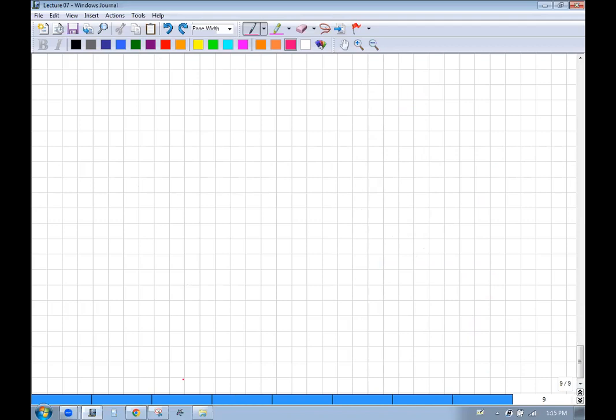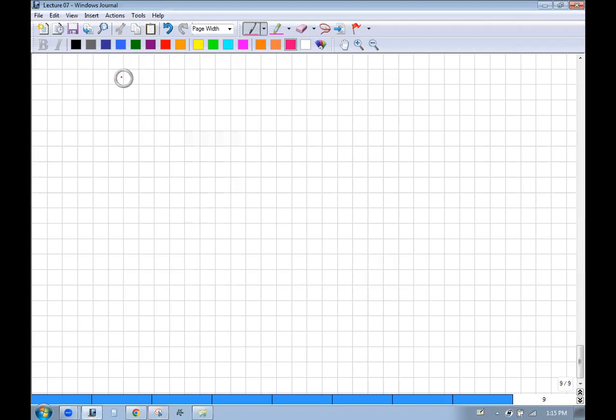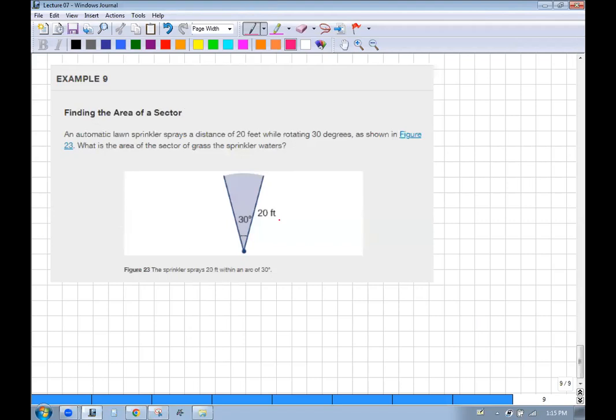All right, let's look at some examples. These are basically going to be plug and play, okay? Finding the area of a sector. All right, we have a lawn sprinkler. It has a radius of 20 feet, rotates 30 degrees. What is 30 degrees in radians? I'll get rid of degrees. I want pi radians is the same as 180 degrees. So this is pi over 6. All right, in radians. That's what our angle is.